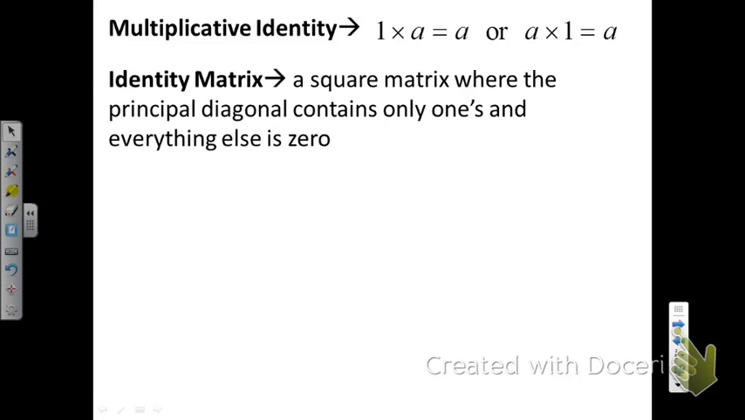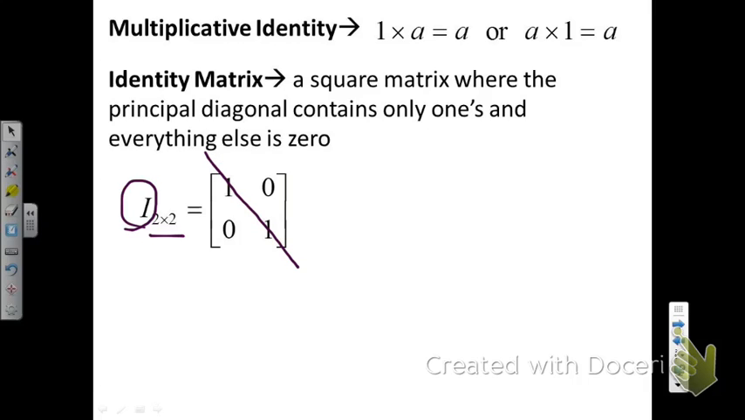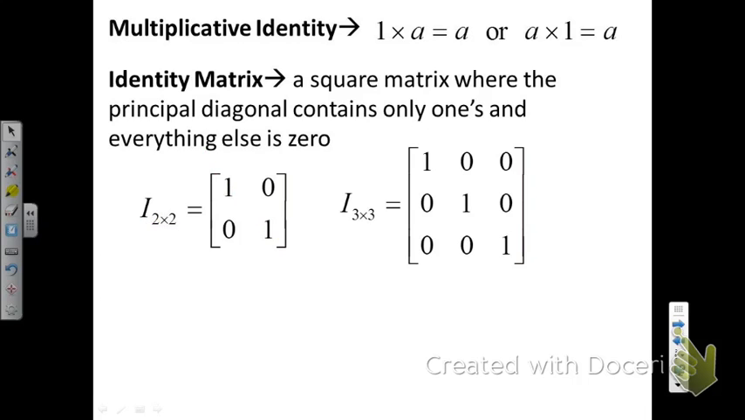We have what's called the identity matrix. It is a square matrix where the principal diagonal contains only ones and everything else is 0. So an example of an identity matrix, notice that we use I here to represent identity matrix. This is a 2 by 2, and the principal diagonal values are 1, everything else is 0. I show you another example of a 3 by 3 where that principal diagonal is 1s and everything else are 0s.